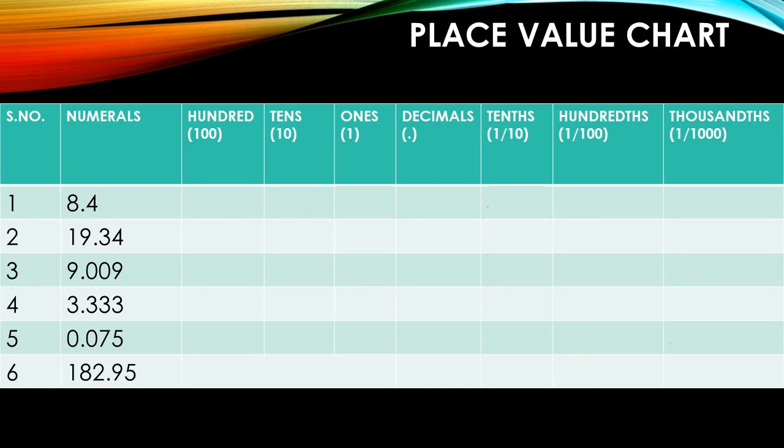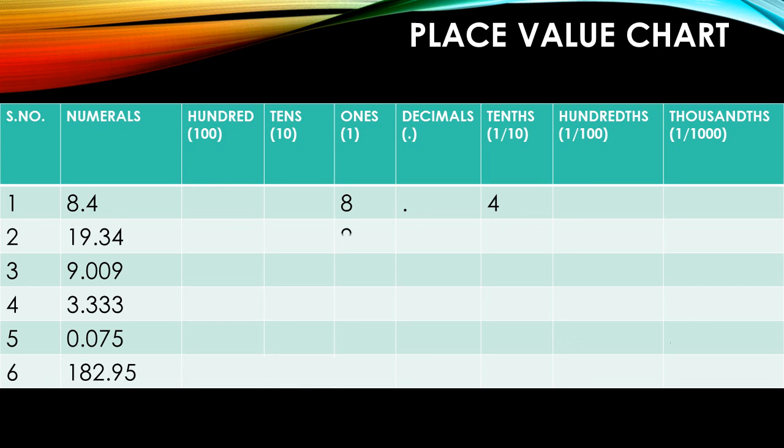Let us solve one more question. Show each of the following decimals on a place value chart. First, you make a place value chart like this. Question number 1. 8.4. See, 8 is a 1 digit whole number. So it comes in the ones place. Then write the decimal sign in the decimal column. And write 4 after the decimal in the tenths place.